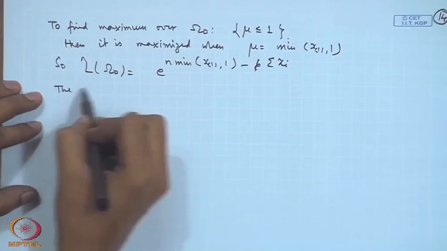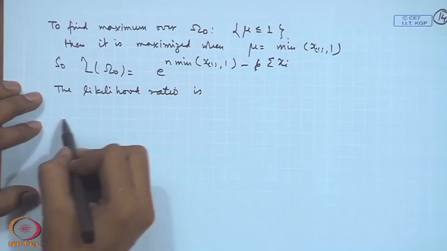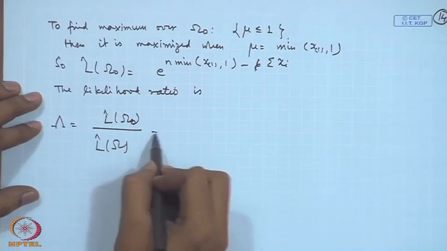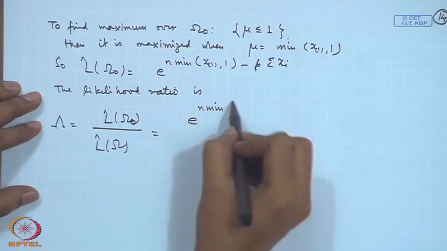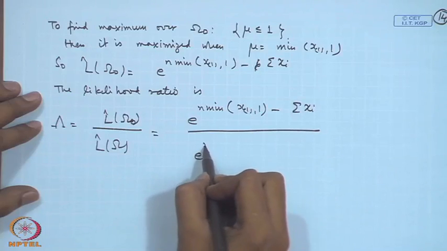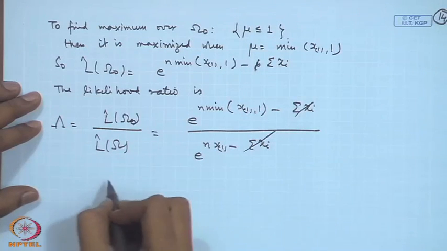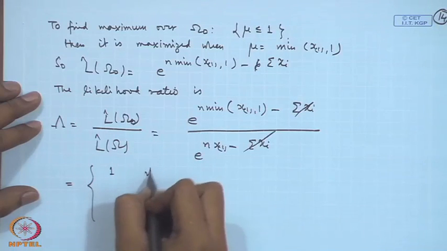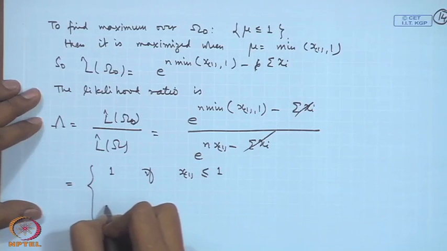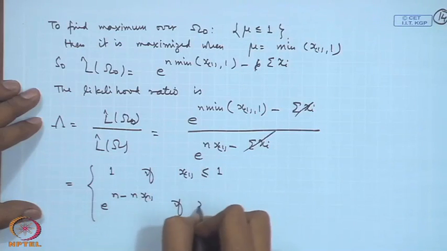So, now the likelihood ratio is say lambda that is equal to L hat omega naught divided by L hat omega. So, that is equal to e to the power n minimum of x1, 1 minus sigma x i divided by e to the power n x1 minus sigma x i. So, this term naturally cancels out. Now, this is equal to 1 if x1 is less than or equal to 1, and it is equal to e to the power n minus n x1 if x1 is greater than 1.